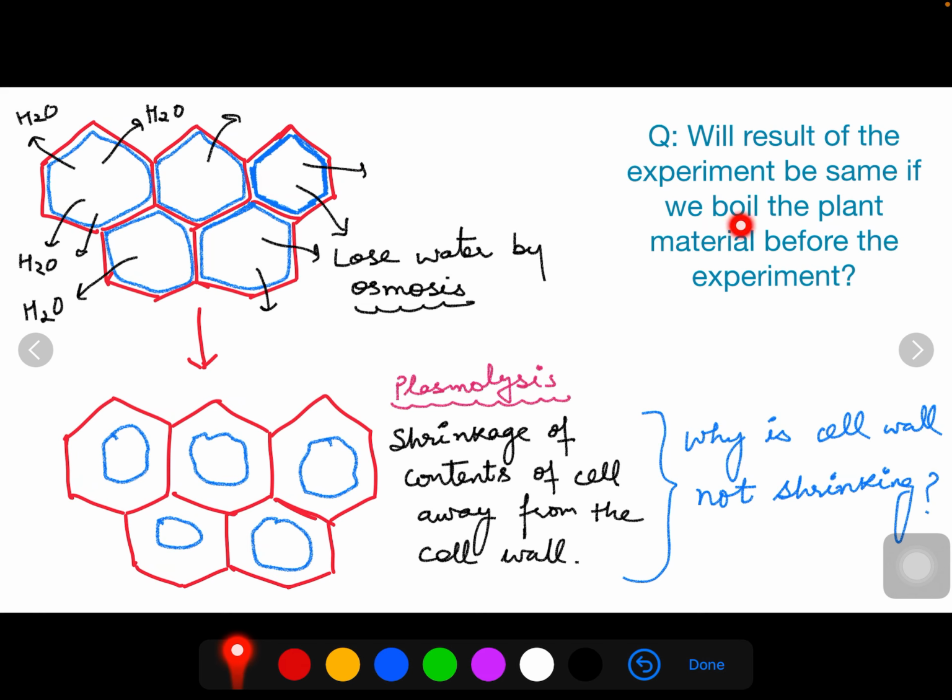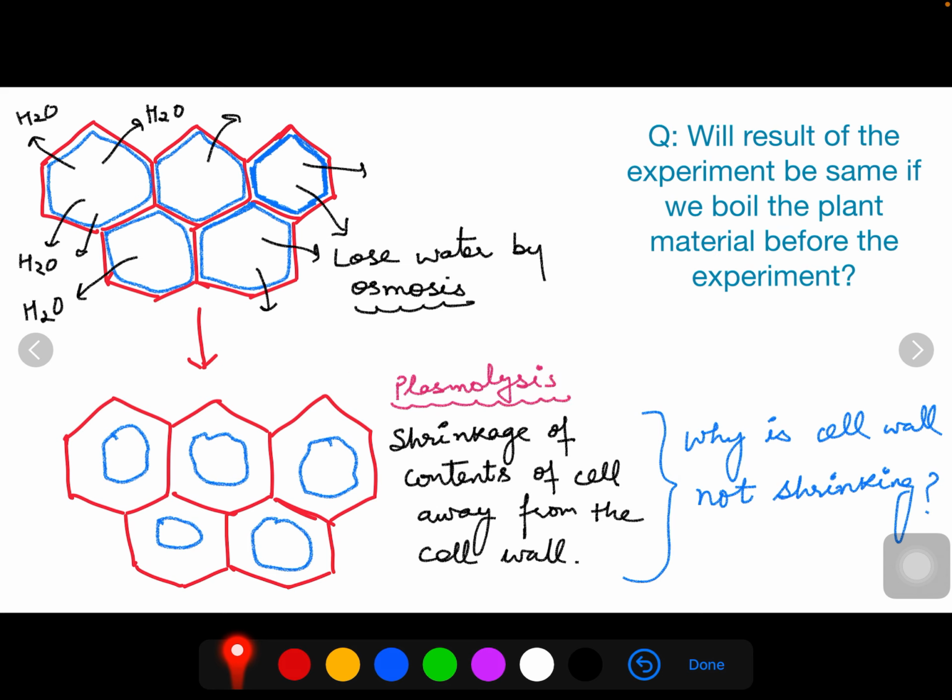Whenever we boil living cell, be it plant cell, be it animal cell, if we boil any cell, that cell will be dead. It will not be living anymore. And dead cells, they don't show osmosis. Osmosis is shown only by living cells. So this process of losing water by osmosis will not take place if we boil these cells before the experiment. So these cells, the dead cells, will also not show plasmolysis.